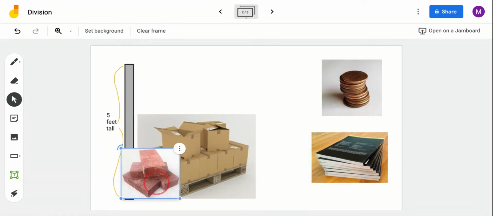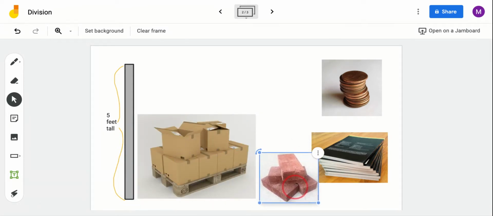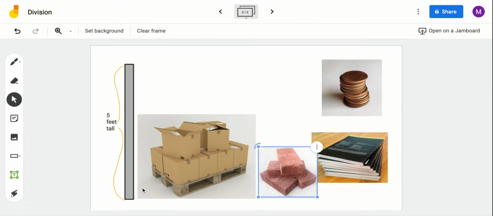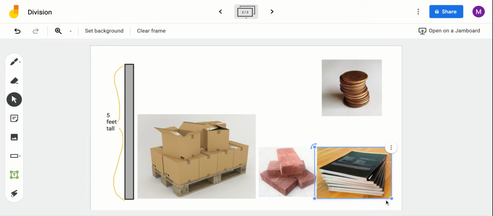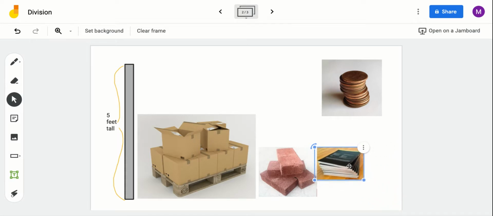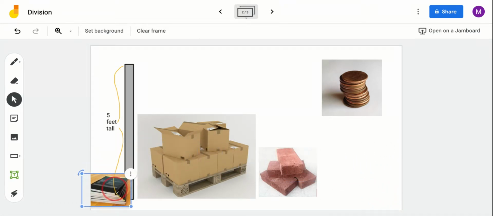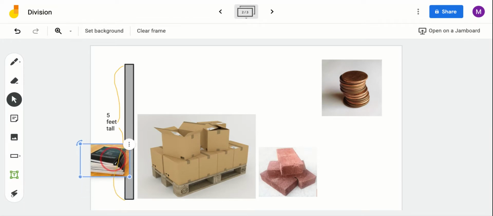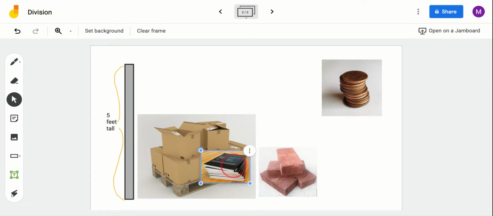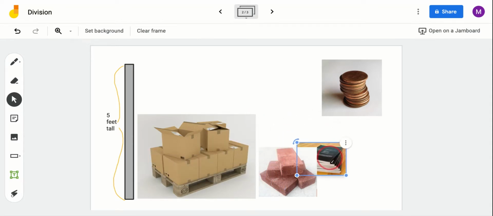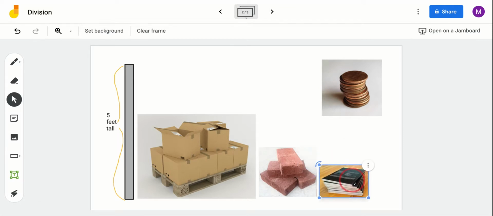Bricks, how many bricks tall would it be? It would be more bricks tall because the bricks are smaller. So it would take more bricks to fill up the height of that wall. Since we're dividing it by a smaller height, we need more of them. Even smaller still would be the thickness of a notebook. So if we piled up notebooks along this wall, how many notebooks would we need? Well, a lot more than we would need cardboard boxes, and even more than we would need bricks to cover it up, because it's a smaller distance, it's a thinner amount.